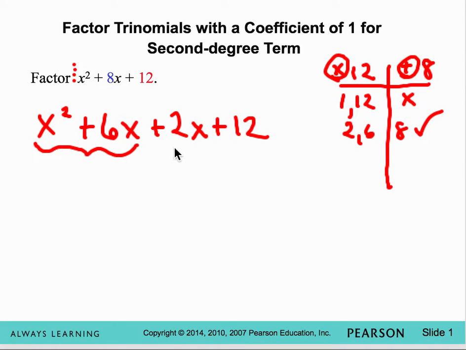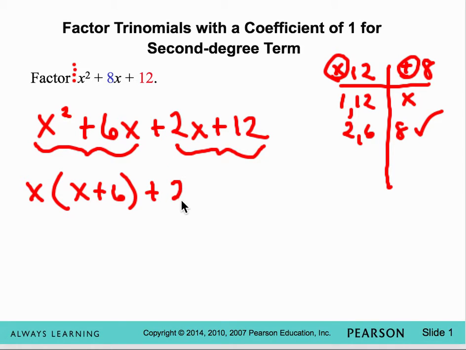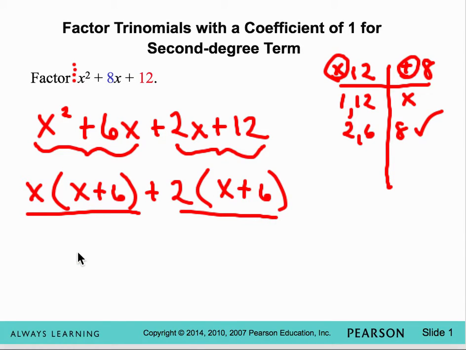And then I factor it by grouping. So I can only factor an x out of these two terms. Okay, that leaves an x plus 6, plus sign, so no worries. Now I can factor a 2 out of these two terms, which leaves x plus 6. Now here's my two terms, and they have an x plus 6 in common, so factor that out. And if I factor out x plus 6 from both terms, I'm left with x plus 2.